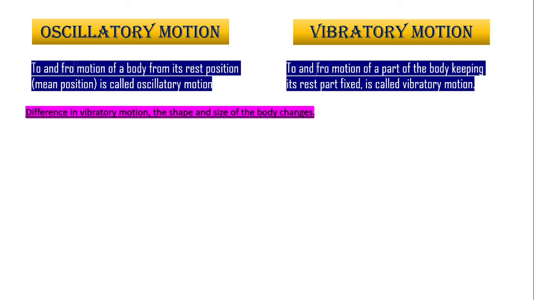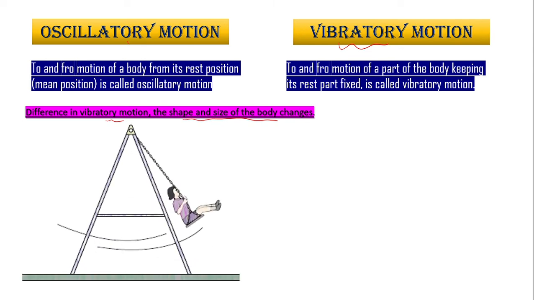The difference between vibratory and oscillatory motion is that in vibratory motion, the shape and the size of the body changes. In oscillatory motion, it doesn't happen. So let's see the examples for oscillatory motion. Okay, a girl on a swing. There's no change in her body. She's performing a to and fro motion. So she's swinging in both the sides, going at one side, to and fro motion. So this is an oscillatory motion.